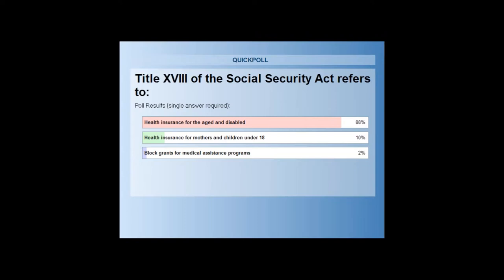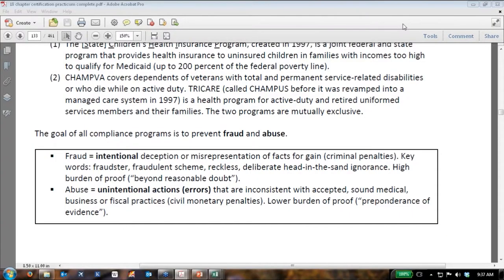All right, so we have got the results in, and 88% selected the first choice, health insurance for the aged and disabled. Yes, very good. Okay, let's go to the next question. It's on the anti-kickback statute.